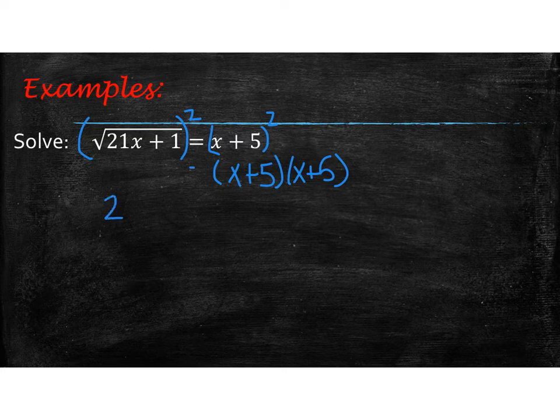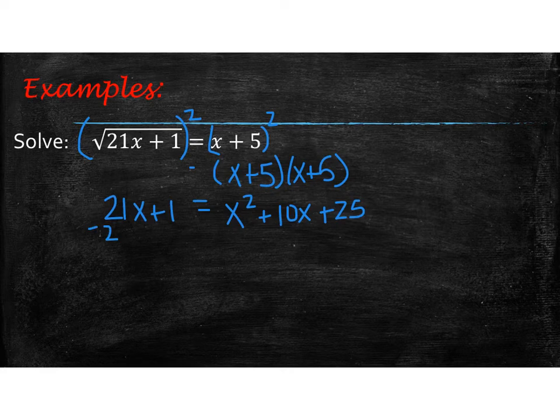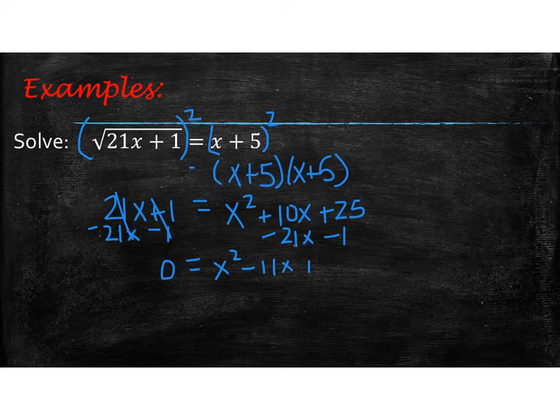So we have 21x plus 1, and that's going to equal, if I multiply that together, x squared plus 10x plus 25. So since I have a quadratic, we want to get everything on the same side, so let's go ahead and subtract the 21x, and let's subtract 1. So that will cancel. Give you 0 equals x squared minus 11x plus 24.